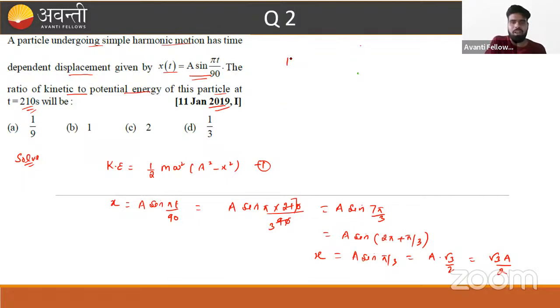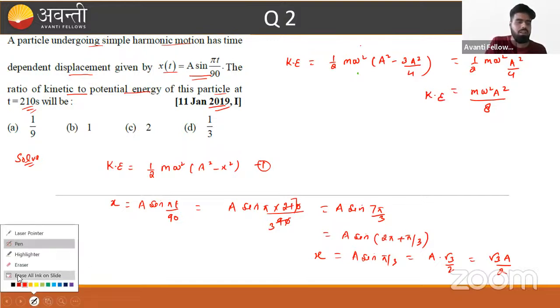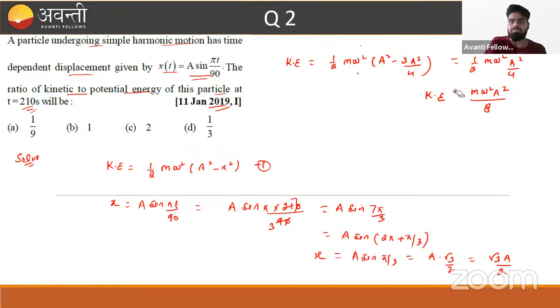It means we can write the kinetic energy as half m omega square, A square minus, in place of x, we put this value, so this becomes 3a square upon 4. If we solve this and take the LCM, this becomes a square upon 4. So very easily we can say m omega square a square divided over 8. This is the value of kinetic energy. If we know the formula, we can easily tell the correct answer.